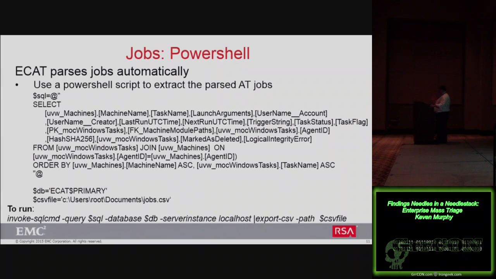And using some SQL, in this particular example, I am querying the database directly. I'm not using the ECAT server or the agents. What this is going to do is bring back a table of all the @jobs that are available in the database that ECAT knows about. So that's an example of the query, and then down below shows how to run it. And this is going to export it into a CSV file.